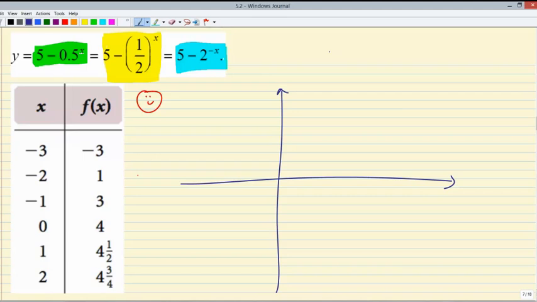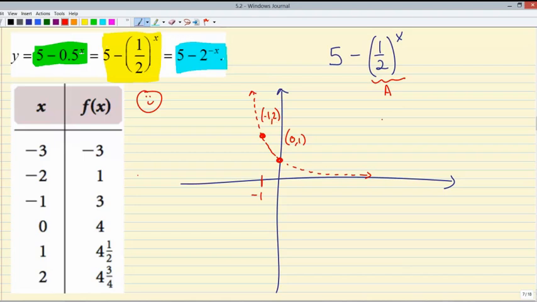So let's start with 5 minus 1/2 to the x power. So first, let's talk about 1/2 to the x power. Just look at this first part, and we'll call this part A. What does 1/2 to the x power look like? Is it growth or decay? It's going to decay. So if we draw a generic decay function, remember this is the point (0, 1), and if we wanted to pick another point, we could pick -1, and it's going to go through (-1, 2). Okay, so this is A.